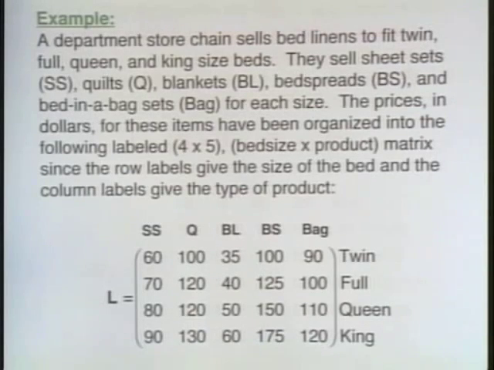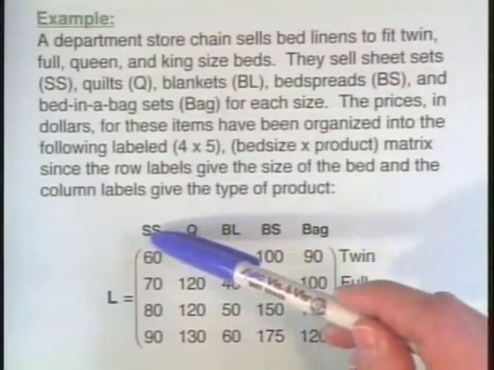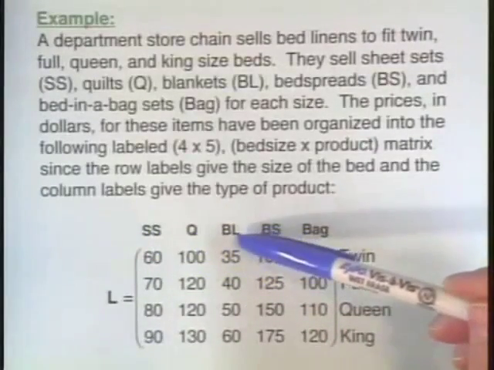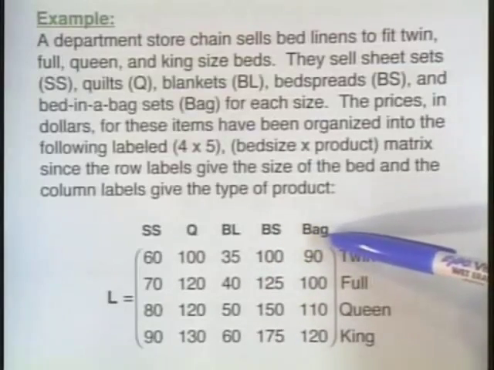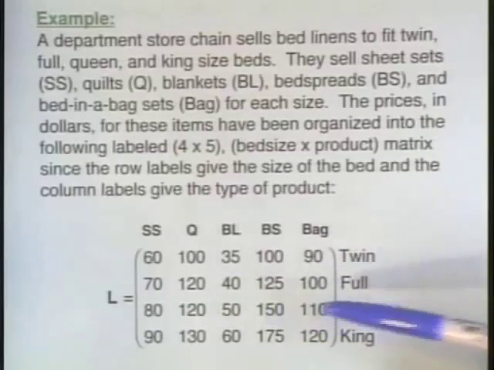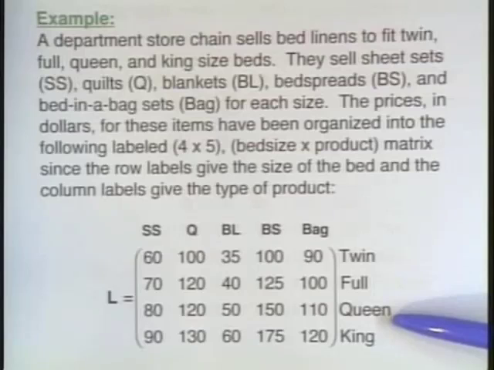The prices in dollars for these items have been organized into the following labeled 4x5 bed size by product matrix, since the row labels give the size of the bed and the column labels give the type of product. Notice that row 1 gives the prices for twin size sheet sets, quilts, blankets, bedspreads, and bed in a bag sets. The second row gives the prices for full size, the third row for queen size, and the fourth row for king size.